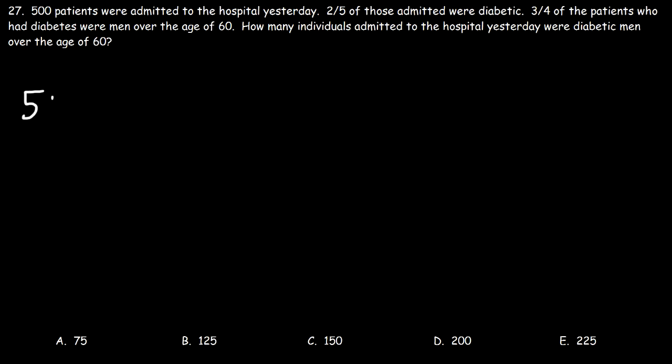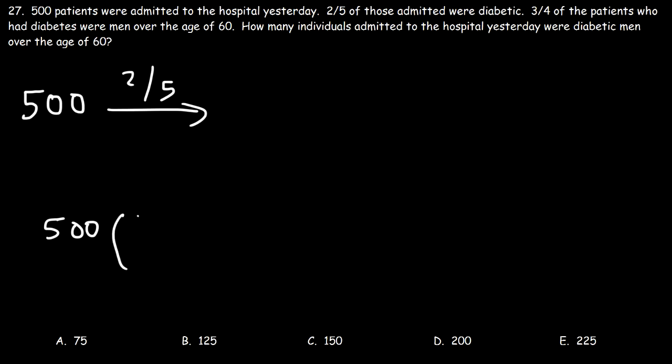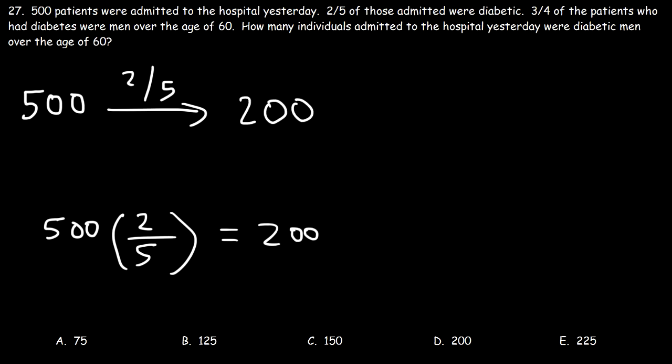So there were 500 patients admitted to the hospital. 2/5 of those admitted were diabetic. So what is 2/5 of 500? So what's 500 multiplied by 2 divided by 5? Well, let's divide first. 500 divided by 5 is 100. And 100 times 2 is 200. So 2/5 of 500 is 200. So 200 of those who were admitted were diabetic.